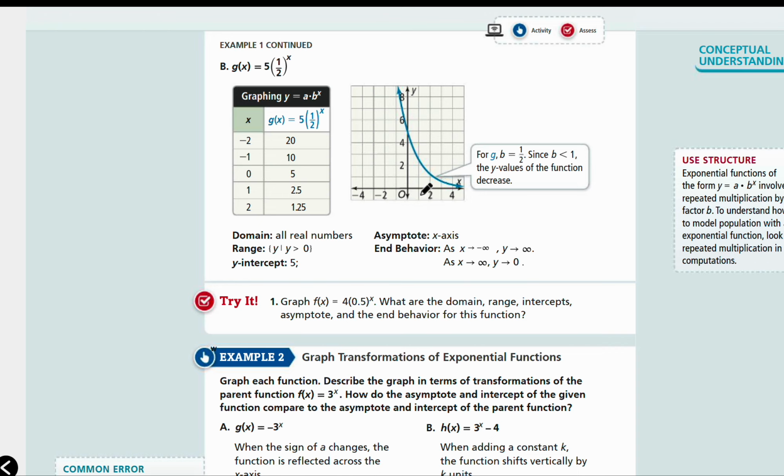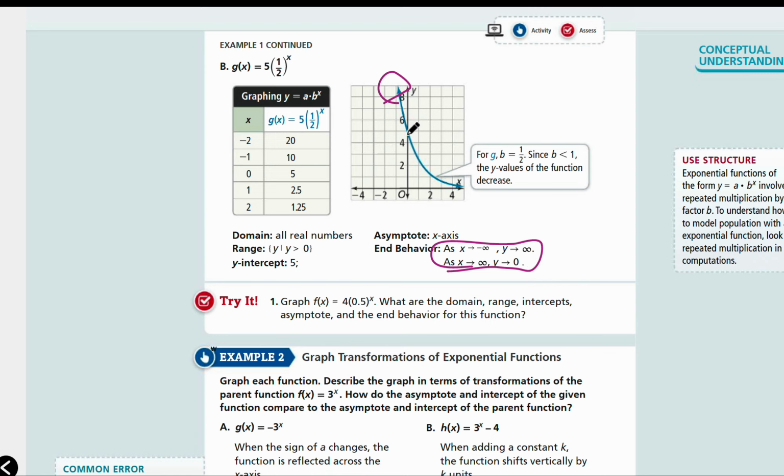Let's continue looking at the key features. The end behavior: as x decreases, y is going up to positive infinity. As x increases, y is not going to negative infinity because it's not going to be negative, right? So it's approaching 0. You need to make sure that if it's approaching a constant number, you indicate that in the end behavior, especially when you have an asymptote. That's when you'll have an end behavior approaching a certain number.